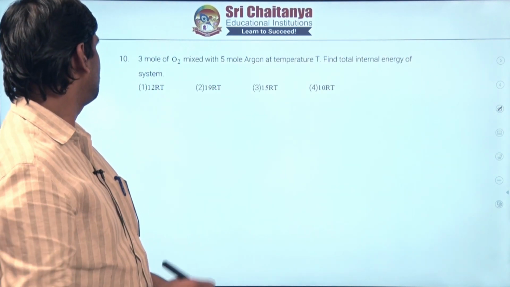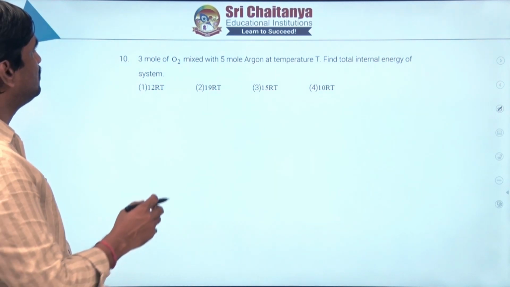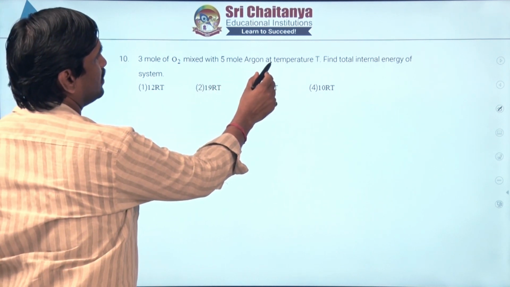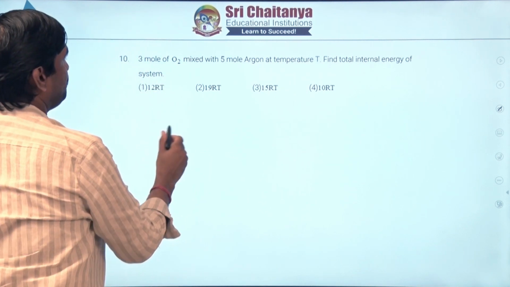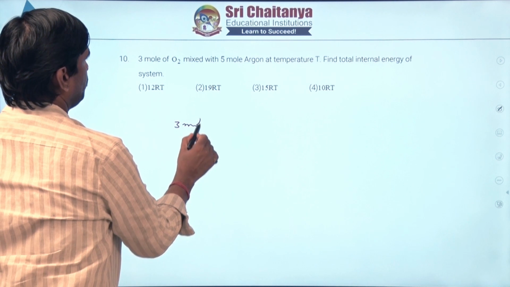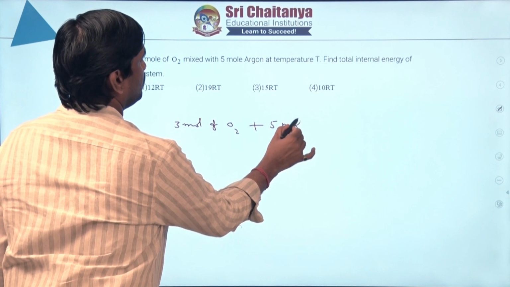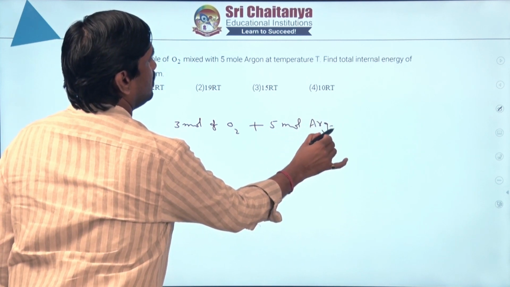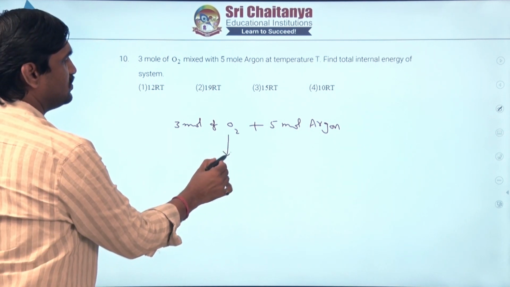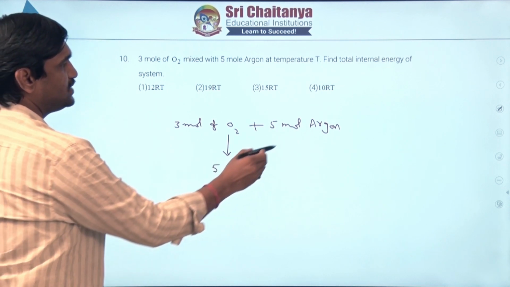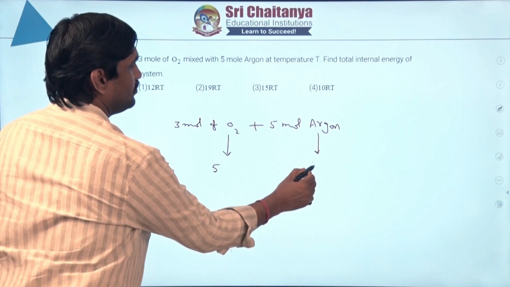Now, I am starting the 10th question. In the 10th question, they have given 3 moles of oxygen with 5 moles of argon at temperature T. Find the total internal energy of the system. Here given 3 moles of oxygen plus 5 moles of argon. This oxygen is diatomic, therefore it has 5 degrees of freedom, whereas argon is monoatomic, so only 3 degrees of freedom.